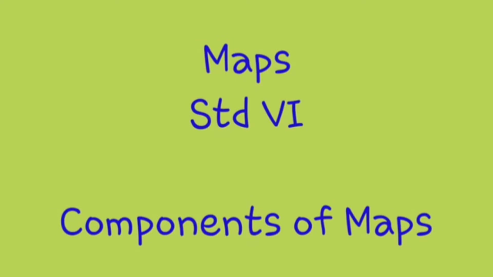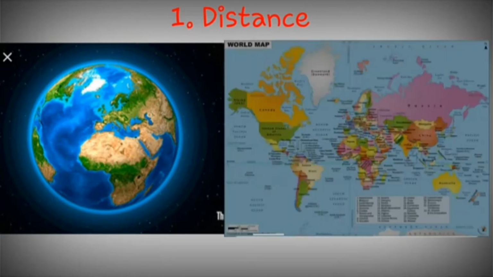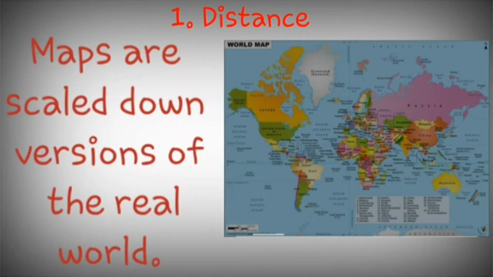Now there are three components of maps. They are distance, direction and symbol. Maps are drawings which reduce the entire world or a part of it to fit on a sheet of paper. One can display the entire world in a single map. We can thus say that maps are scaled down versions of the real world.